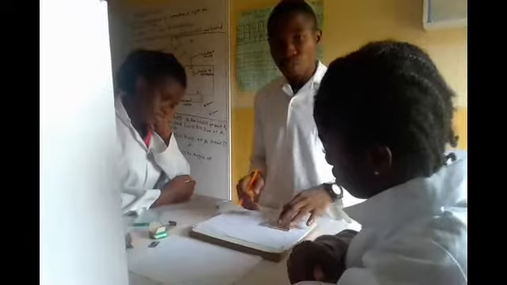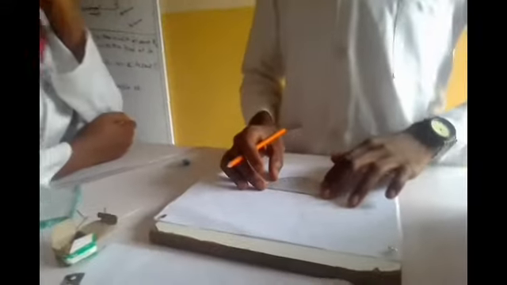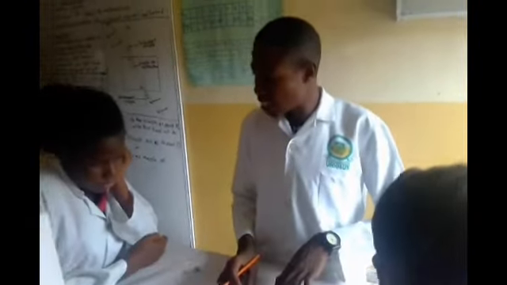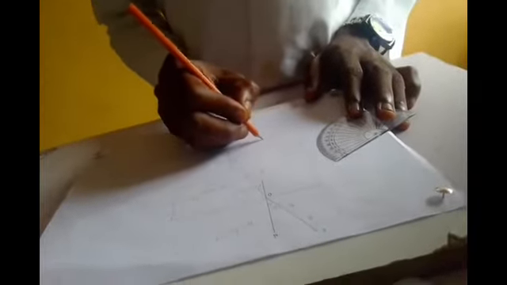Now let's confirm this one. As I said at that time, the experiment has shown that the emergent ray and the incident ray are the same. So this is also 30 degrees. So our emergent angle, the angle of emergence, is equal to this, our angle of incidence.